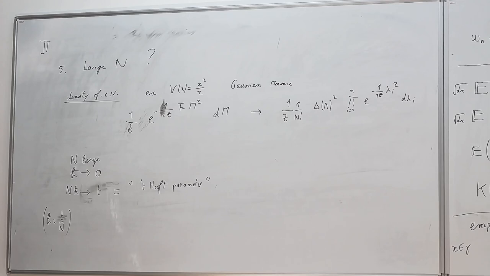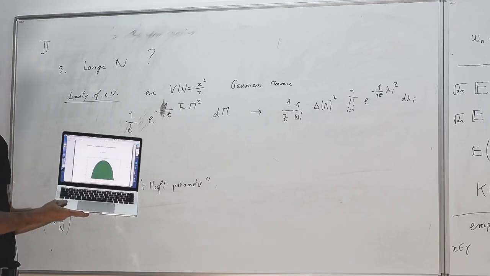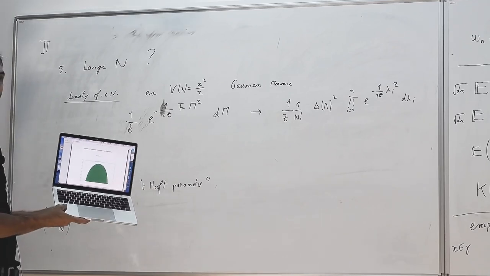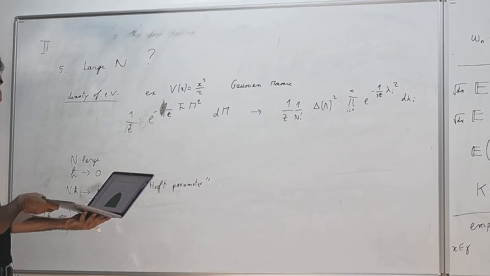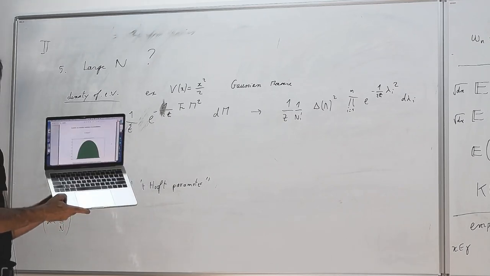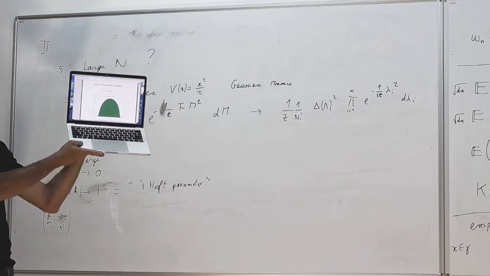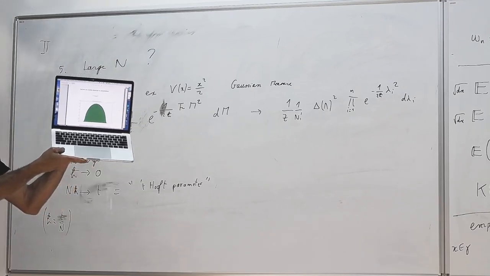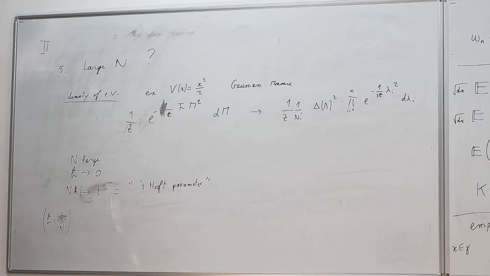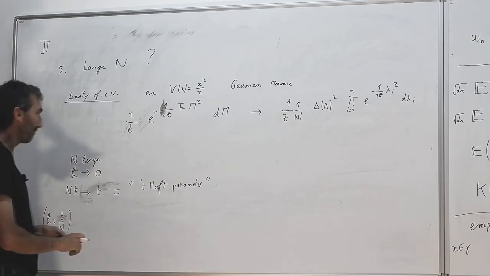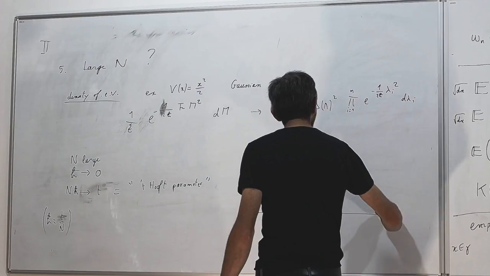Okay, this is the histogram of 5 million samples of matrices of size 40 by 40. And you see, it looks very much like a semicircle. So what happens if you draw this density?